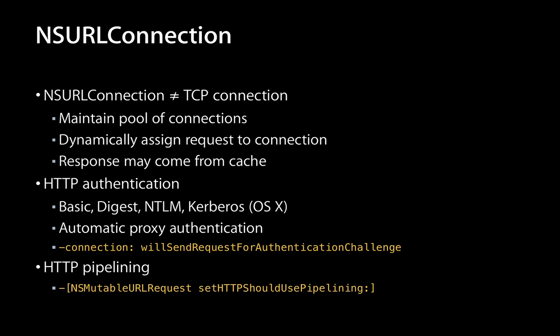NSURLConnection does support pipelining, but pipelining is not enabled by default. It's your application's responsibility to enable pipelining. When you set up your NSURLRequest, you can indicate that you're interested in pipelining by calling setHTTPShouldUsePipelining. We strongly encourage you to do so. Anytime you can take advantage of pipelining, you'll get some huge performance wins.